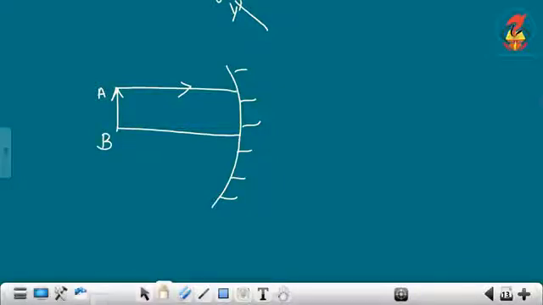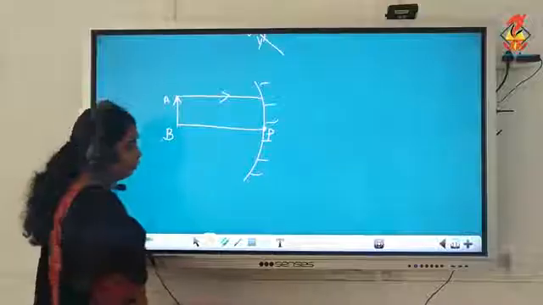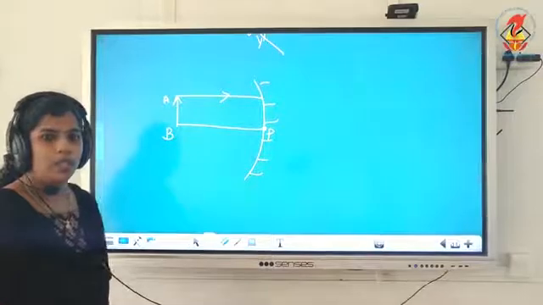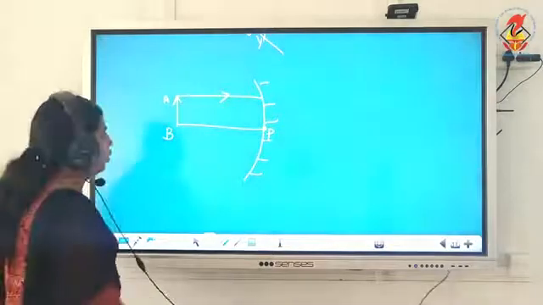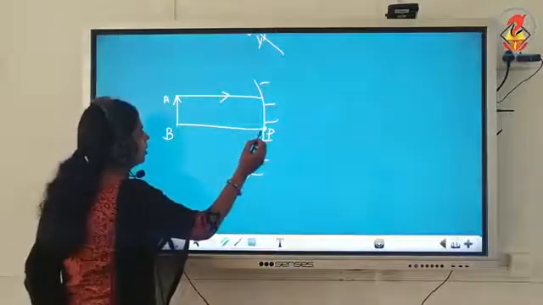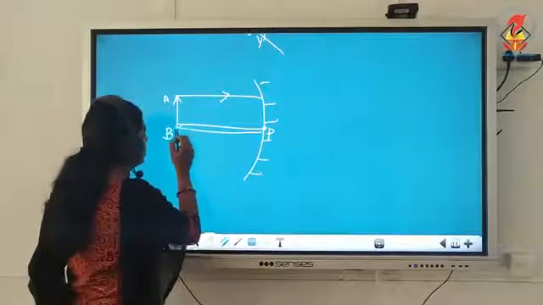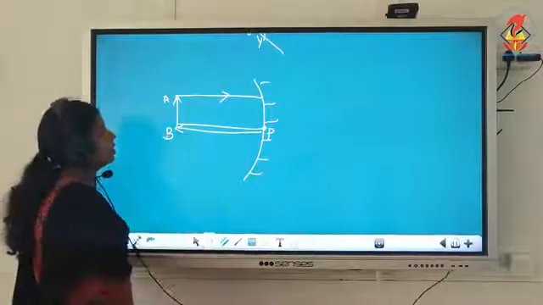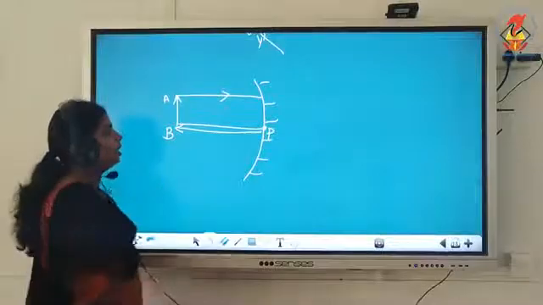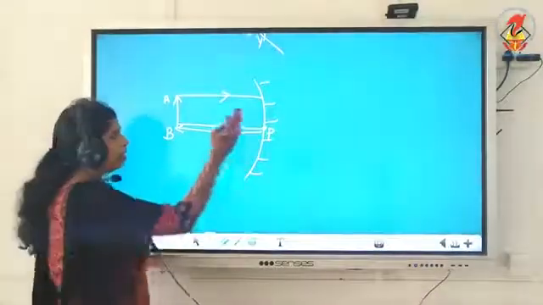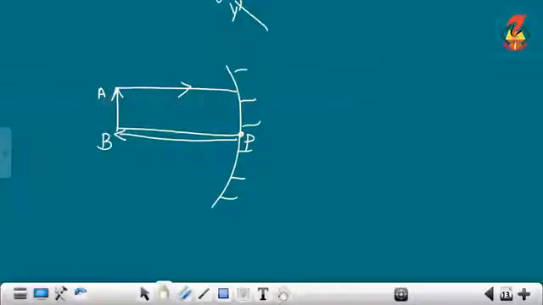Okay. So, all the measurements are taken from the pole. If I measure this distance, that is the distance between the pole and the object.